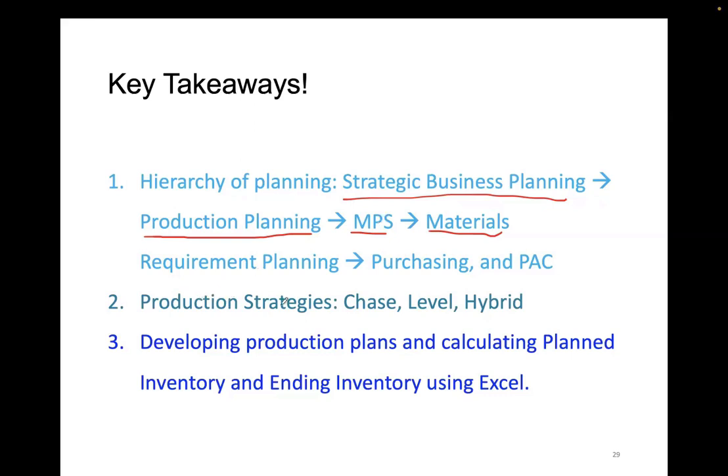And then we discussed production strategies, 3 strategies: chase, whereby organizations follow the demand. Their production changes with demand level. Level, whereby they produce one specified quantity throughout, irrespective of fluctuations in demand. And then hybrid, whereby organizations may use different combinations of chase and level depending upon their contingencies. And finally, we discussed developing a production plan using Microsoft Excel.